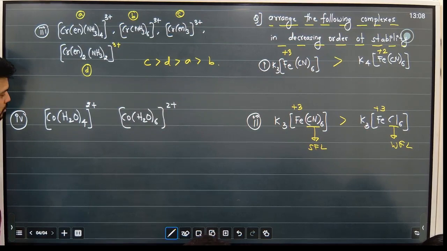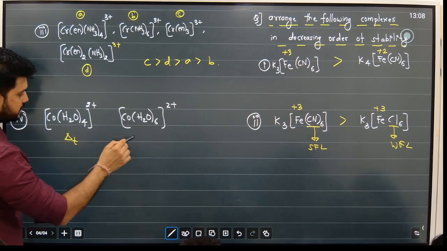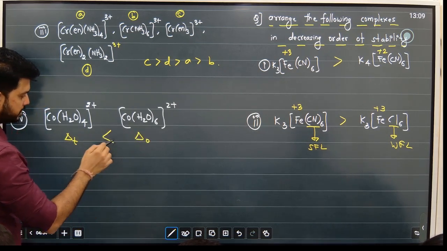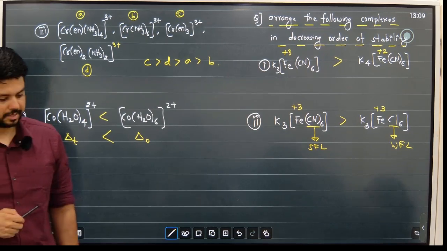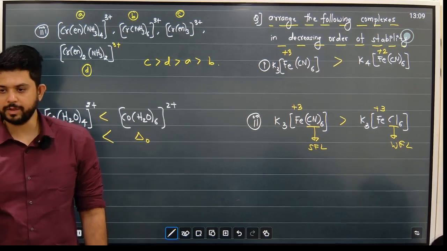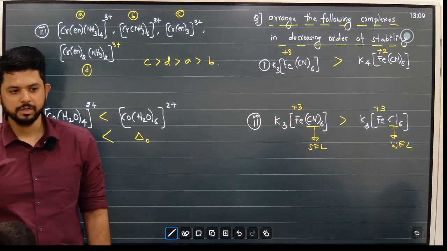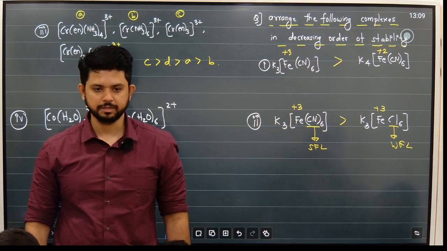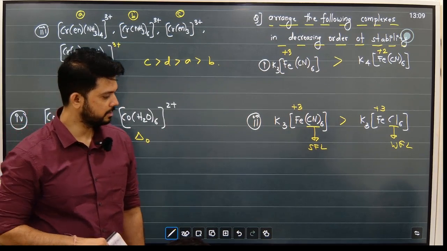Now if you look at the last one, on the left hand side we have a tetrahedral complex, on the right side we have an octahedral complex. Octahedral complex formation is more stable as compared to tetrahedral, and that is why the complex on the right is more stable than the left. Okay, so you get questions like these where you need to arrange in descending or ascending order the stability of coordination compounds. Did you people get that? Chalo, quickly complete this.